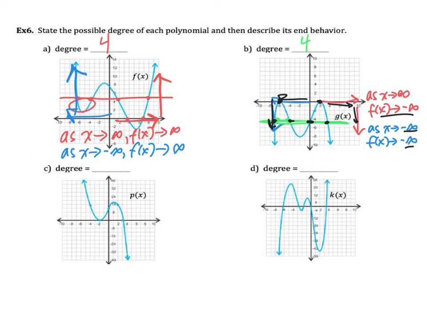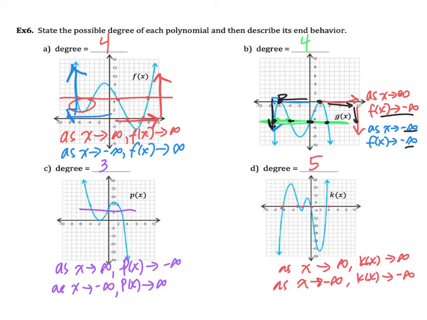And then why don't you pause and try C and D on your own. Okay, look at these last two. Did you get this answer? This letter C has a degree of 3. Again, what are the maximum times it could cross an x-axis? If I drew that x-axis in there at a different place, it would be a maximum of 3. So it has a degree of 3.